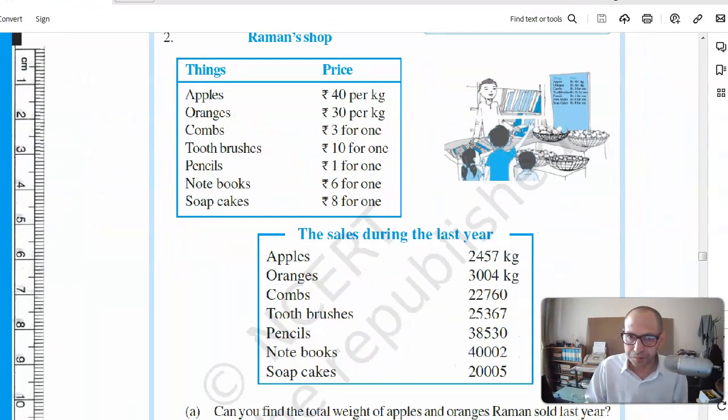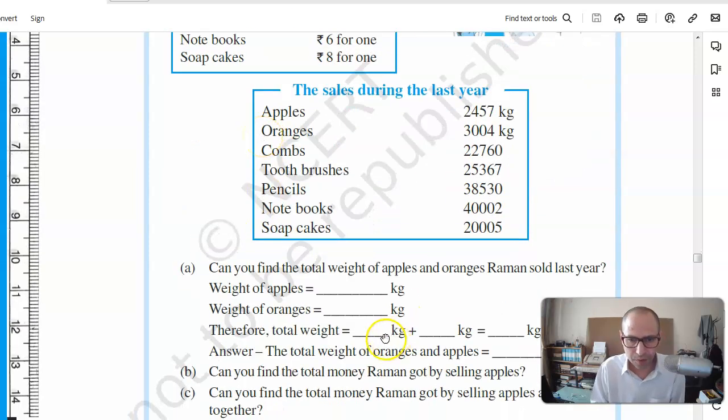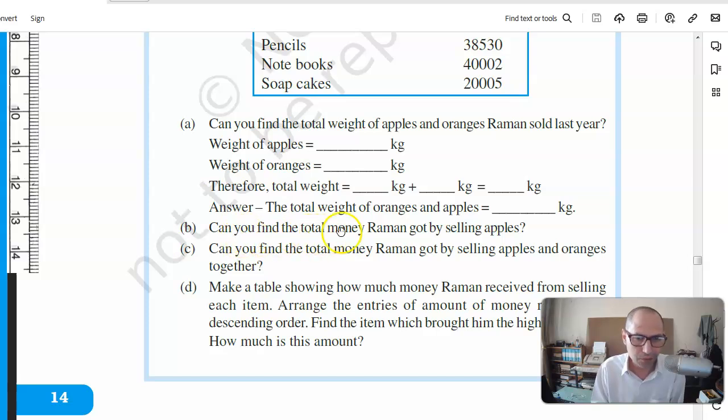Now, the next part of this question. Can you find the total money Rahman got by selling apples and oranges together? So then you have to calculate essentially the total money Rahman got by selling apples, as we did before. And then separately, you have to calculate the amount of money that Rahman got by selling oranges separately. Then you will end up with so many rupees for apples, so many rupees for oranges. Add them together. That becomes the total money that Rahman got by selling apples and oranges together, right?